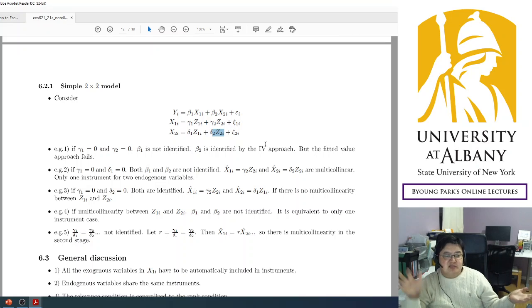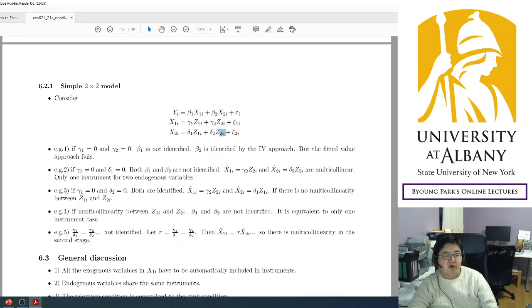So everything is nice. There is no problem, no multicollinearity. As long as Z1 and Z2 are not multicollinear, your identification does not have any problem. So this is the case. Another interesting example. Think about what's the difference.